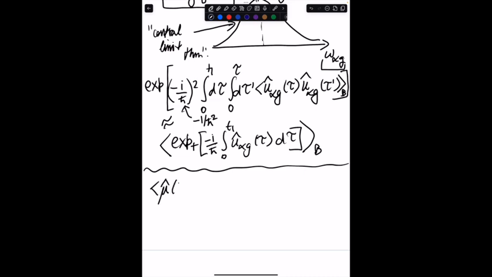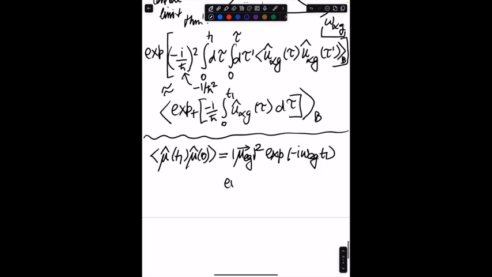So your 2-point dipole correlation function is approximately written as the product of your oscillator strength, your coherence, times this exponential of minus 1 upon h bar squared, integral 0 to t1 dτ, integral 0 to τ dτ prime, delta omega alpha g of τ, delta omega alpha g of τ prime, traced over the bath. And so this is your final expression.